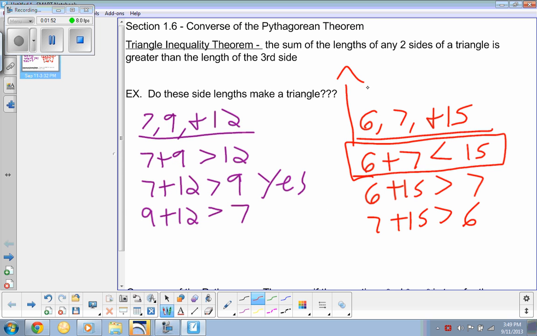That is what the triangle inequality theorem means. All three sides, it has to work. No matter which two sides you add together, they have to be greater than the third side, otherwise it will not make a triangle.